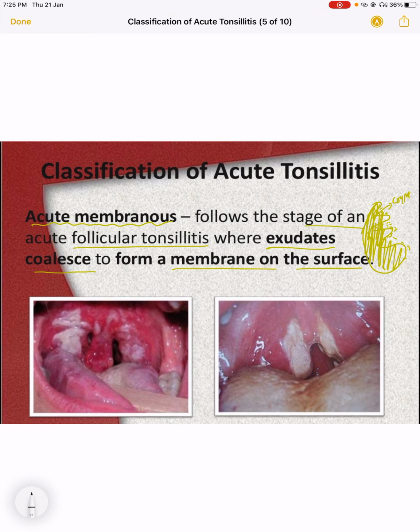I am again telling you that in case of follicular tonsillitis, the purulent discharges are present only in the crypts. After that, when more purulent discharge comes out, it will spread all over the tonsil, and it forms like a membrane. So this stage is known as membranous tonsillitis.